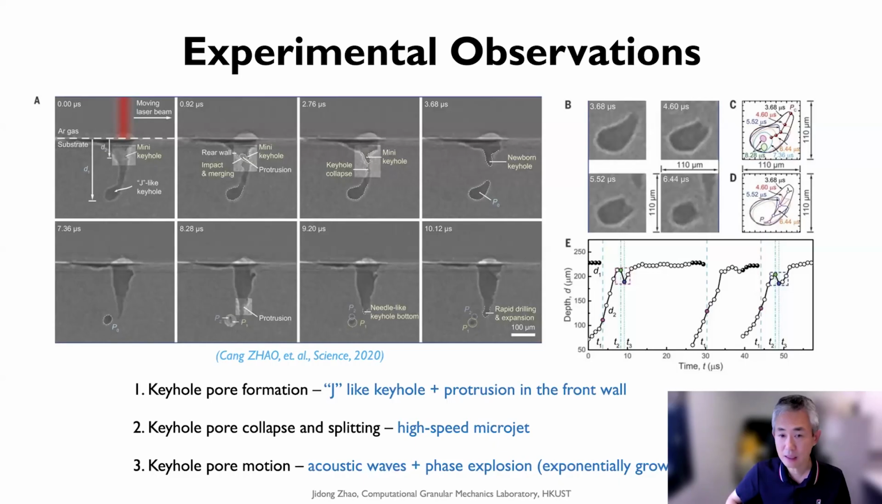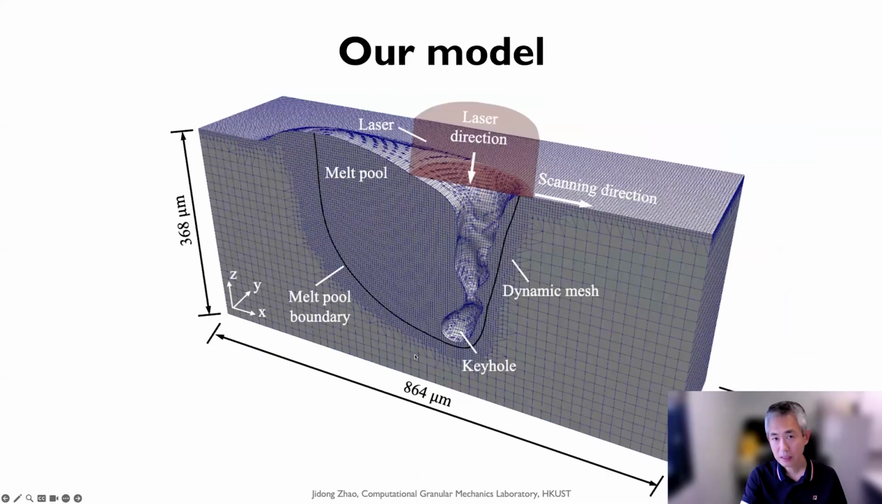Okay. And in this process there are certain physical processes involved, as we are going to discuss later. But when this pore is left in the molten liquid, and once the liquid is cooled down and solidified, it becomes a defect and seriously affects the printing quality. So this is the observation published in Science. And now let's look at our model.